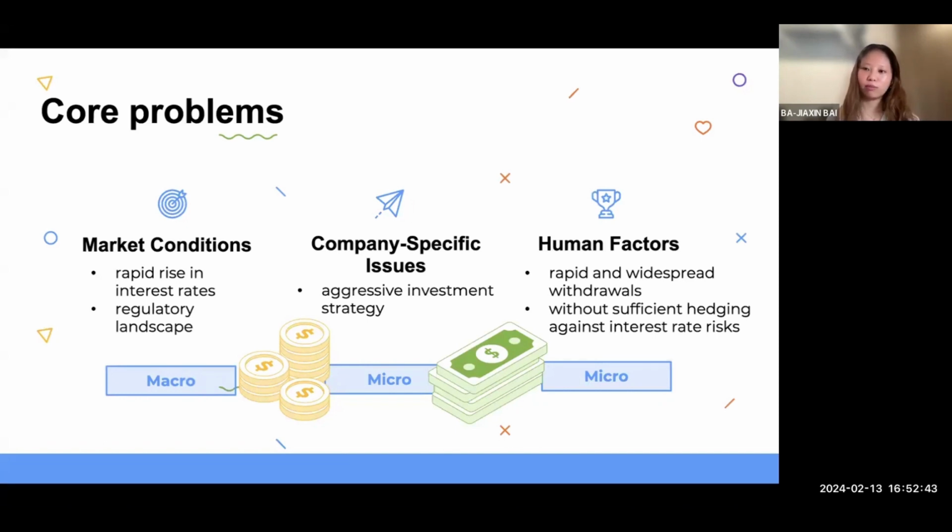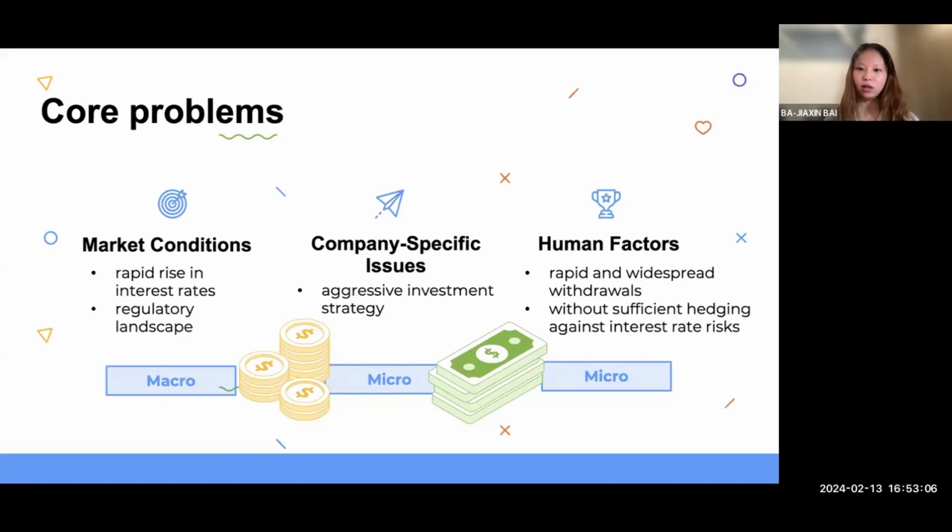But from the macro to the micro, why did SVB become the biggest victim of these market conditions? That is because of their aggressive investment strategy. They had a lot of long-term securities, and they also didn't have really good risk control.